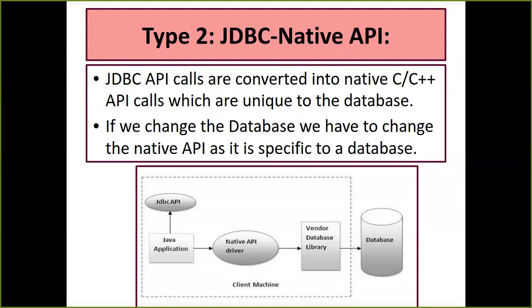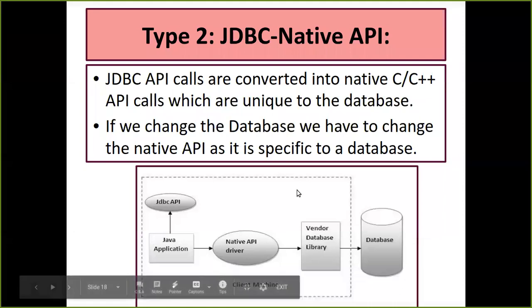So what you can do over here is, if you see, this is a two-tier architecture. This is your client and this is your database tier. You have a Java application, and a JDBC API which is running for this. This is your vendor's database, and the database library which is present inside your client machine.